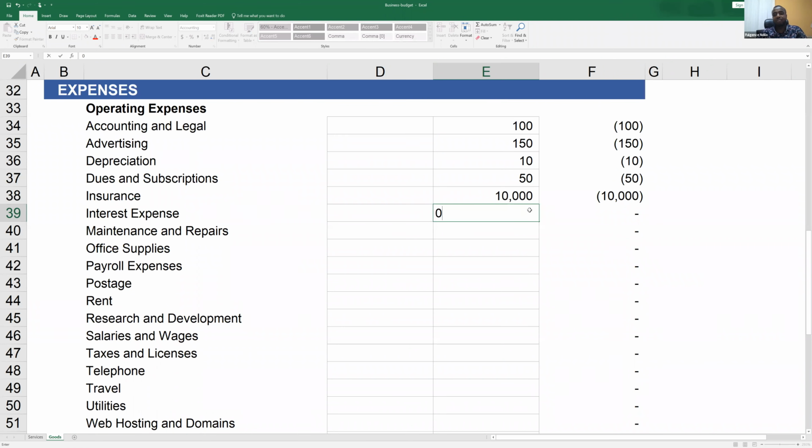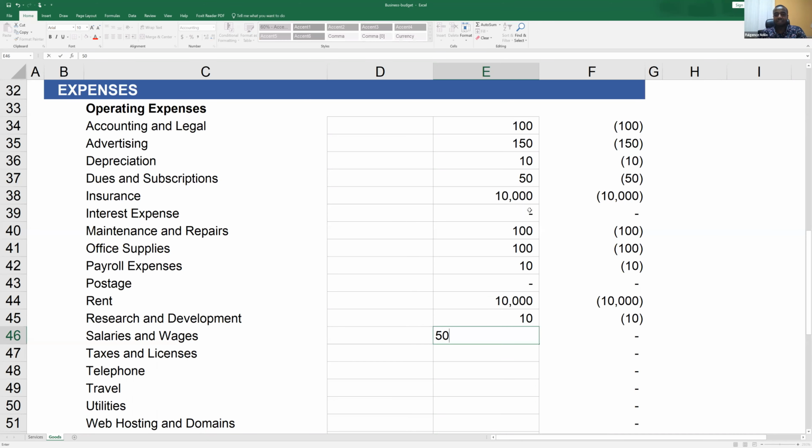Interest expense, remember we don't have interest income, so we don't have interest expense. Maintenance and repair, once the cars come, we have to do some repairs, some 1 or 2 repairs, so we can put it at 100. Office supplies, we can give it 100. Payroll expenses, we can give it 10, right? Postage, we don't want to incur this one. Rent, we are renting, so 10,000. Research and development, little amount of money, you can use it on that.